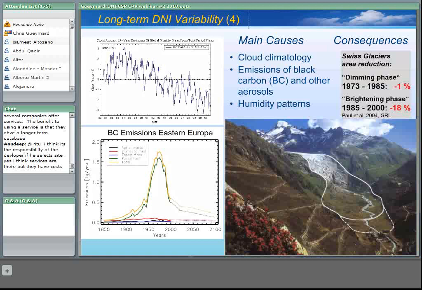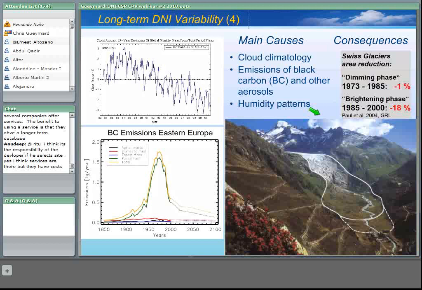And the consequence of all this dimming and brightening can be shown here with the change in glaciers, for example, in the Alps. So during the dimming phase, from 73 to 85, there was a decrease in glacier of about 1% only. But during the brightening phase that followed, from 85 to 2000, the retreat of the glacier was about 18%. So it means that actually the brightening increases the global warming trend.